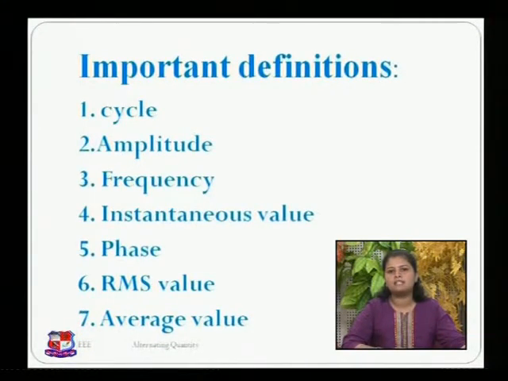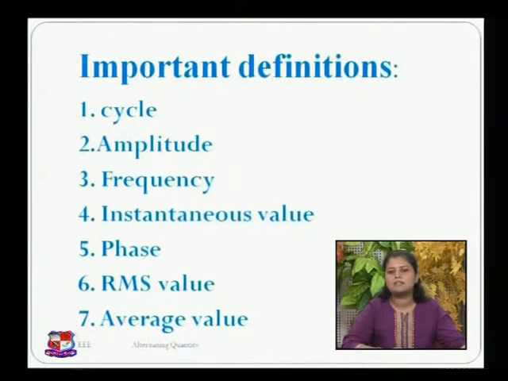Fifth is the phase. Phase is the fraction of time period elapsed by any alternating quantity from the last passed zero value. Suppose you consider 0 as a reference value, then the phase is the difference from the 0 value to the particular point at which you have to find the phase of the alternating quantity. So it is nothing but the fraction of time period, calculated from the last passed 0 value.